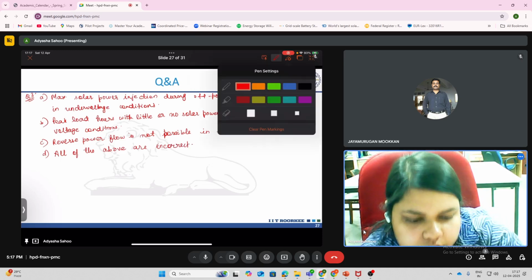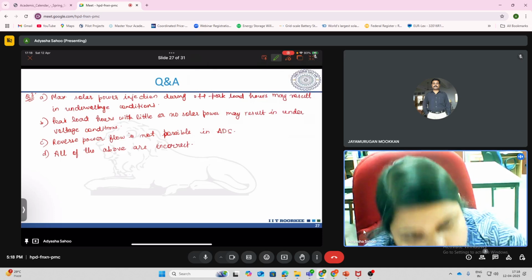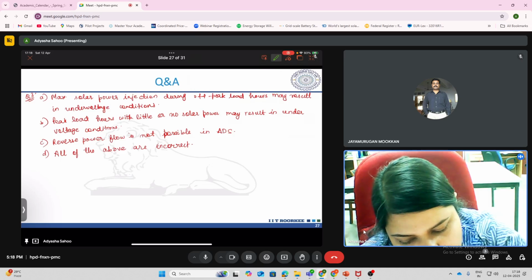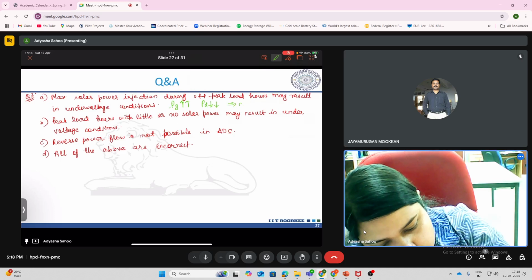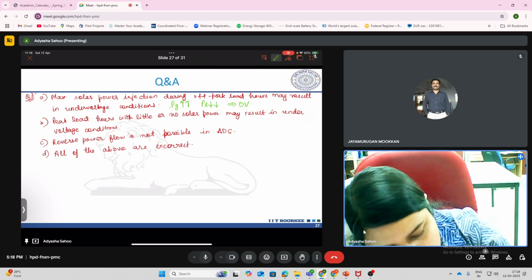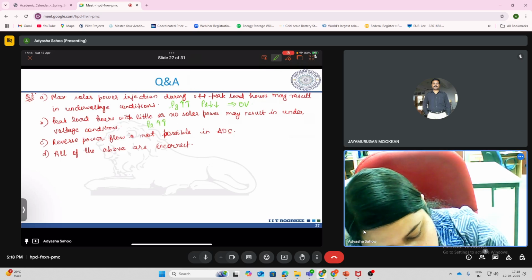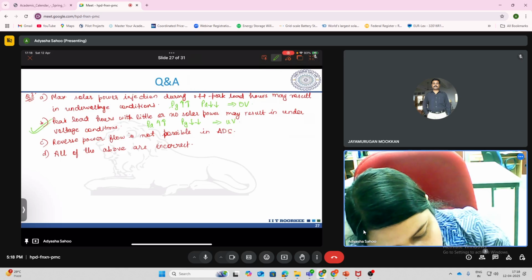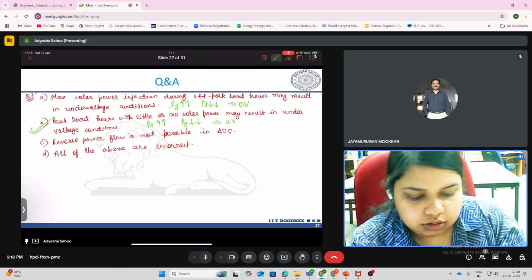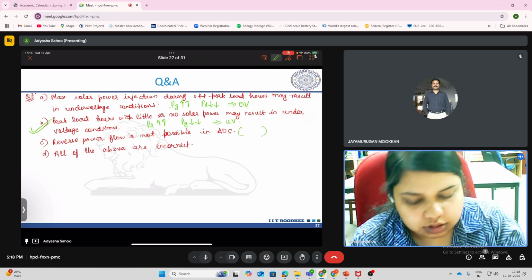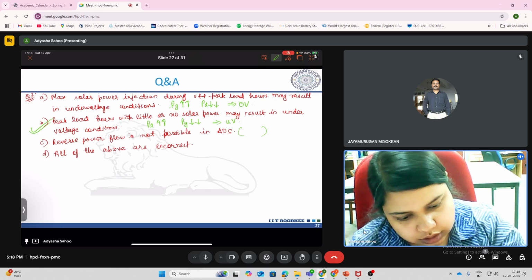So let us see one by one. The first one is maximum solar power injection during off-peak hour may result in under voltage. So no, if your PG is more and load is also low, that means it will lead to over voltage. Then peak load hours means PD is more, and with little or no solar power, PG is less. So that will lead to under voltage. So this is correct. Reverse power flow is not possible in active distribution system. So reverse power flow is possible. We have seen time and again, in case of excess generation, you can have power injecting back to the transmission system. So yes, reverse power flow is possible. So the correct answer is B.